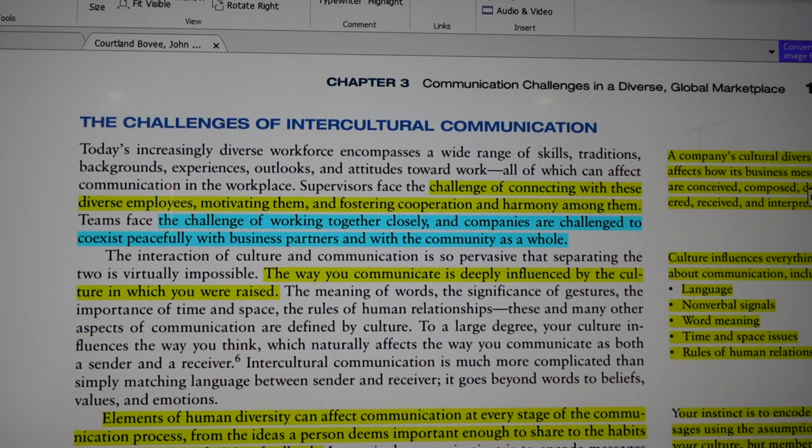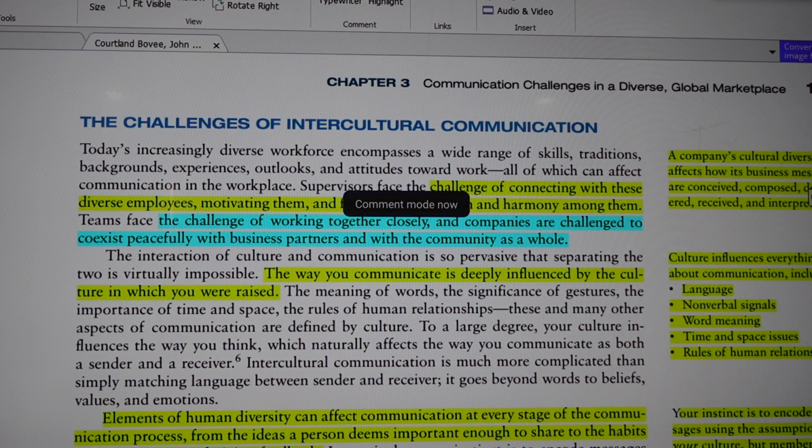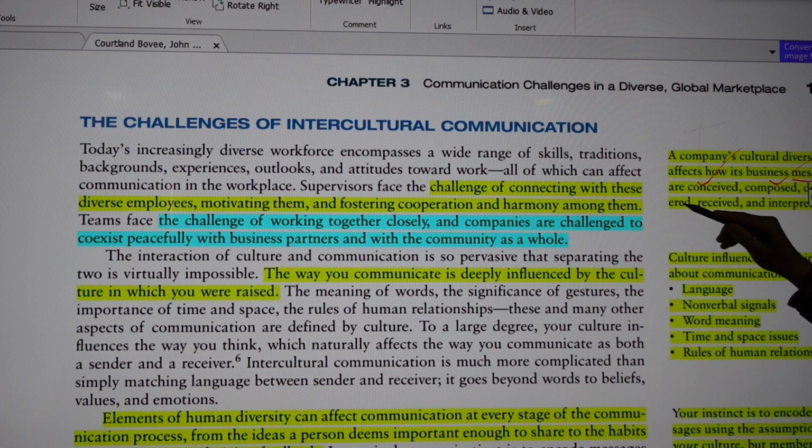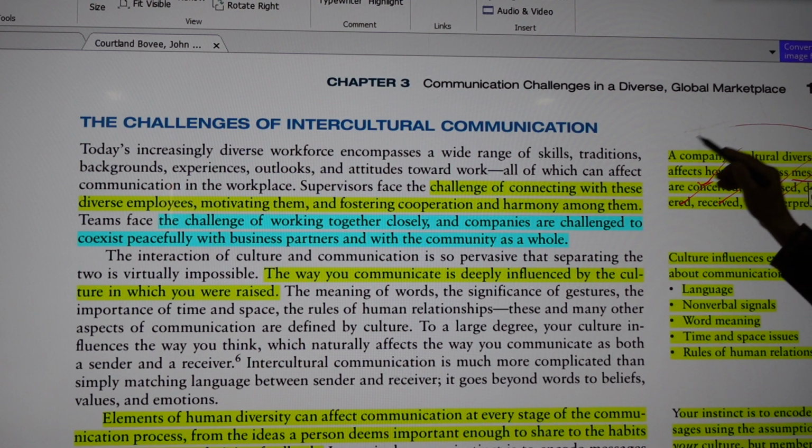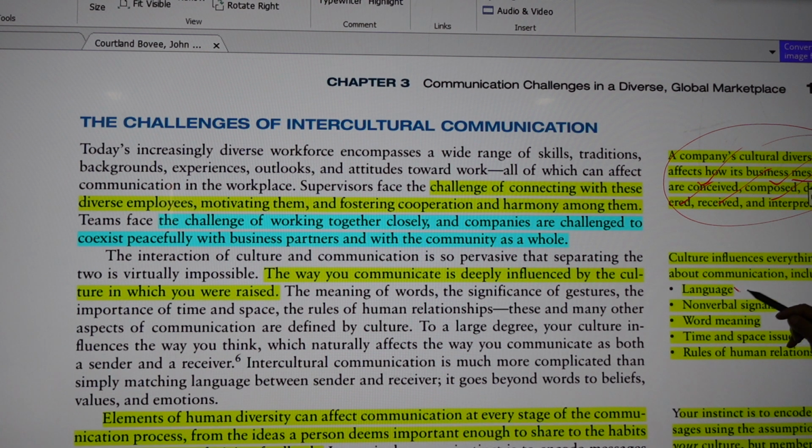Now, cultural diversity also brings problems. What are the difficulties? Your cultural diversity affects the way you do business. Message writing, for example. How you think of the message, how you compose the message, how you deliver, receive, interpret. The whole is affected. How? You have a language problem.